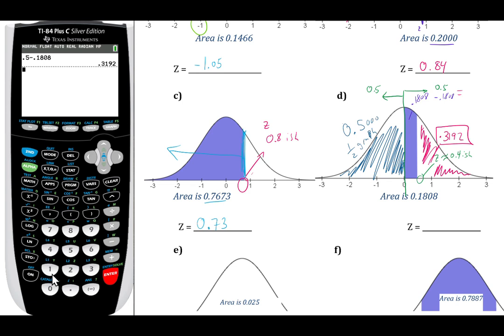I also could have done 0.5 plus 0.1808, which would be all of this, oh, I guess we could just highlight it, which would be all of this region, the purple shaded region and the left half of the graph. We would see that that is 0.6808, and if we do 1 minus 0.6808, or the complement of that, we'd still get 0.3192. So 2 different ways of getting the same results.